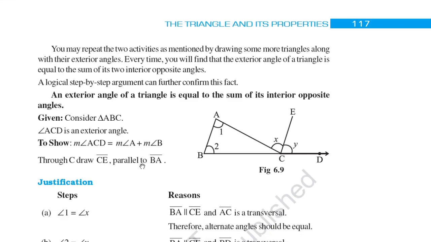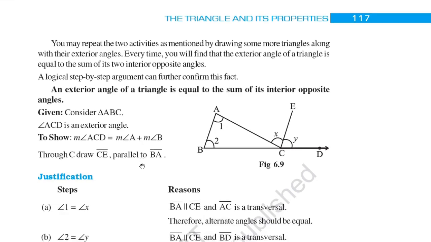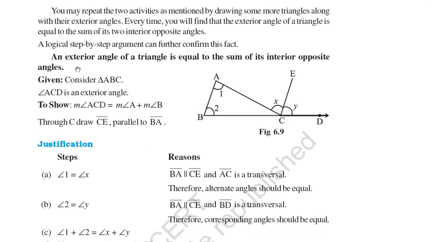An exterior angle of a triangle is equal to the sum of its interior opposite angles. Consider a triangle ABC, where angle ACD is the exterior angle. The measure of angle ACD is equal to the measure of angle A plus the measure of angle B. Here, through C, draw CE. You can see the line segment CE is drawn from vertex C, parallel to BA. These two are parallel to each other.